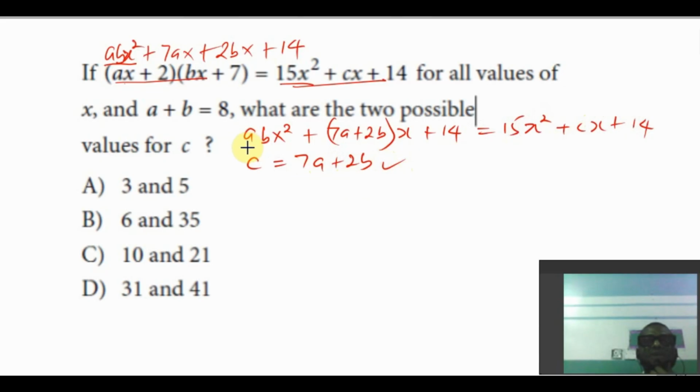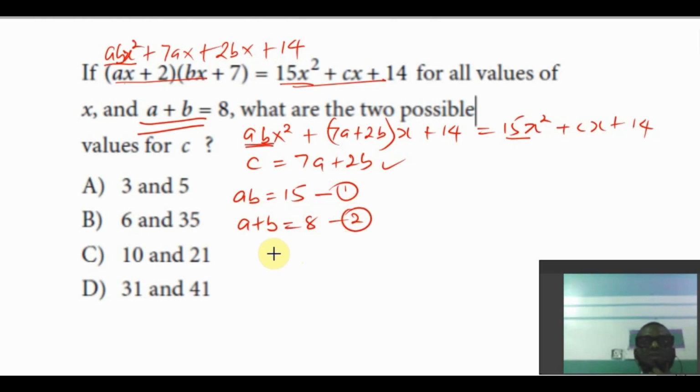Okay, we can start by comparing this first a and b with 15. So we can say that ab is equal to 15, equation 1, and from what is given to us here, a plus b is equal to 8, equation 2. When we solve them simultaneously, from equation 1, a is equal to 15 over b. So placing it here, we have 15 over b plus b equals 8.